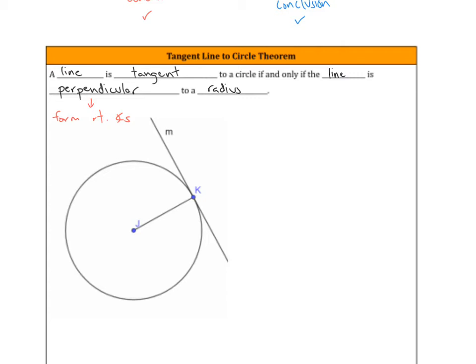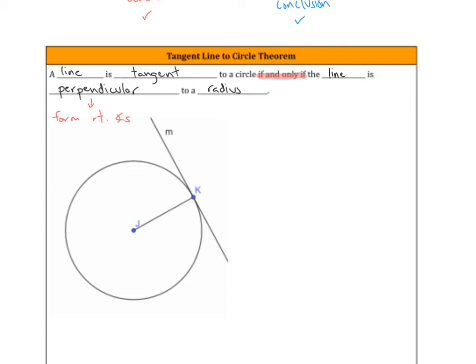Now, this sentence here has a funny little phrase in it. It says if and only if. So here, there is a condition and there is a conclusion. However, you can actually reverse those conditions and conclusions because of the if and only if. So let's take a look at what that means.